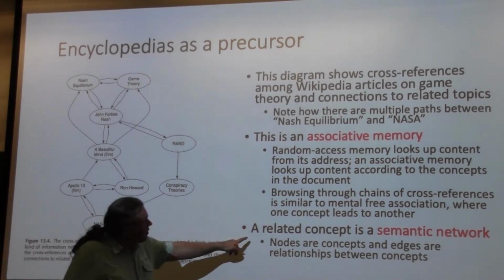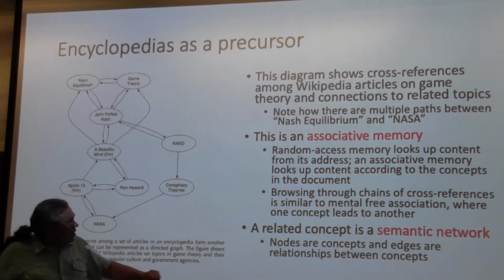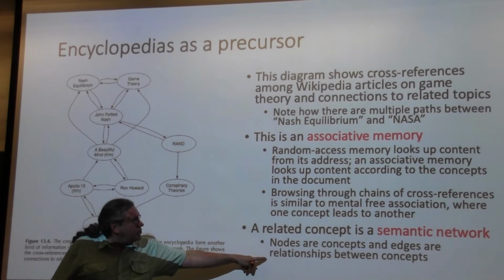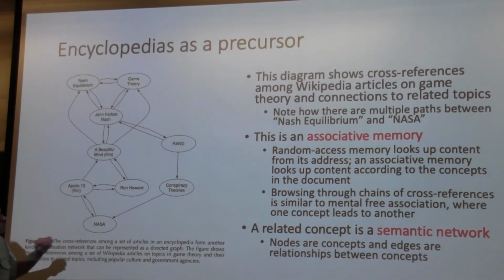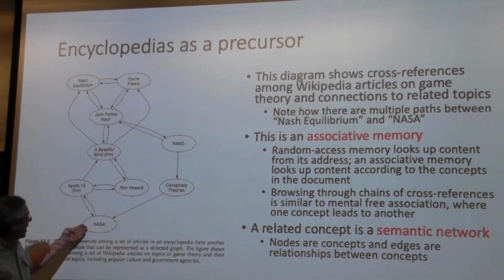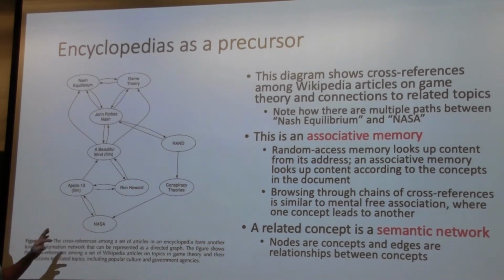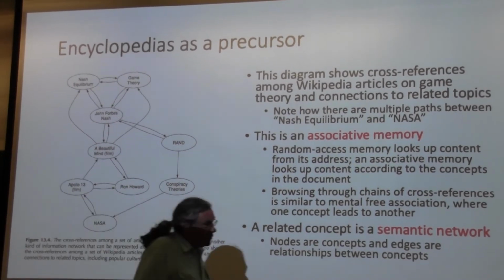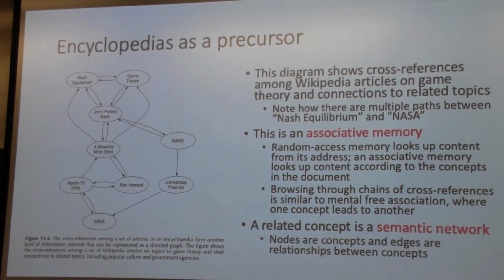Okay, this is related also to something called a semantic network, where the nodes are concepts and the edges are relationships between concepts. It's not exactly the same, but conspiracy theory is a kind of concept, okay? And NASA is an organization. It's an example of an organization. So it's not exactly the same, but there is a close connection to this, okay? So encyclopedia is kind of a precursor to this.